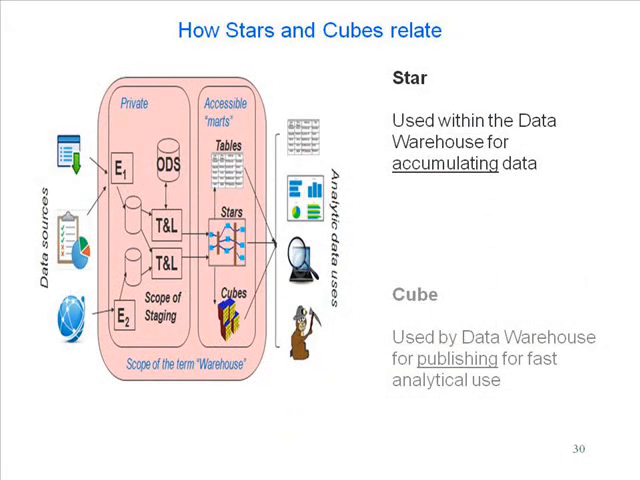So from what we've described, you should be able to see that stars are very helpful within the data warehouse for accumulating the data, whereas cubes can be used for publishing finalized sets of data for fast analytical use.